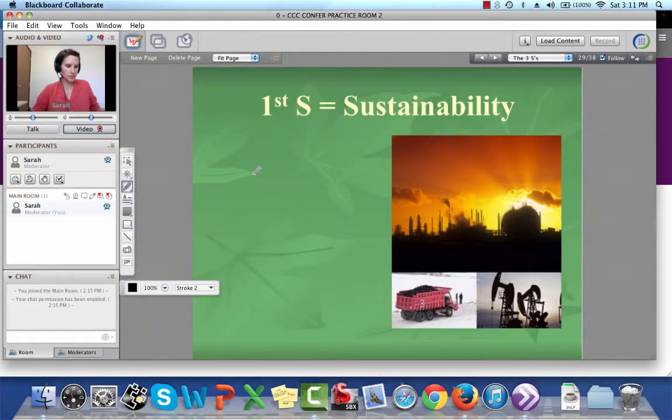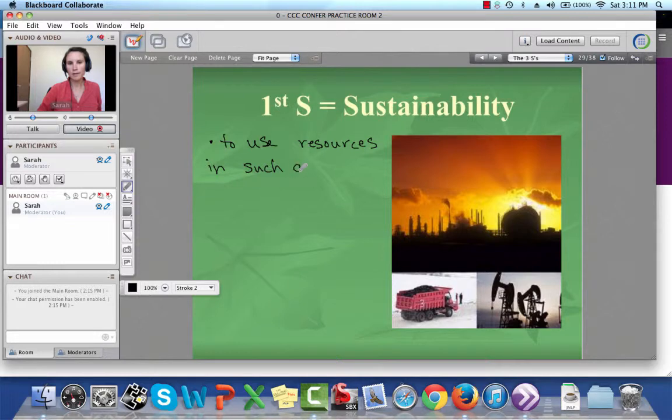Okay, number 1, sustainability. Let me turn my notes page here. Okay, we've kind of talked about sustainability, and basically it means a wise use of your resources or wise management. And so let's define it here. Sustainability is to use resources in such a way to ensure they last. In other words, wise use.